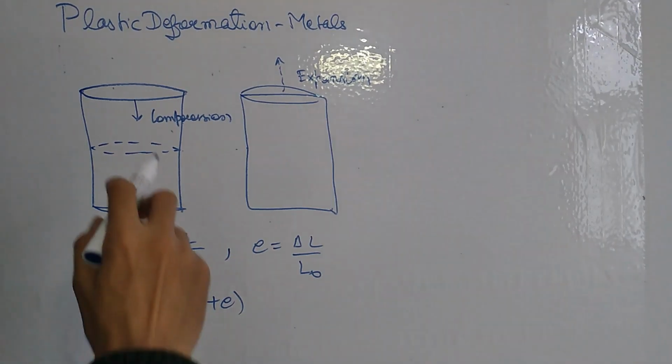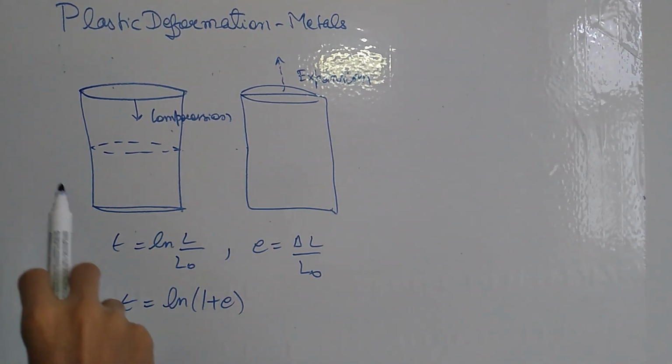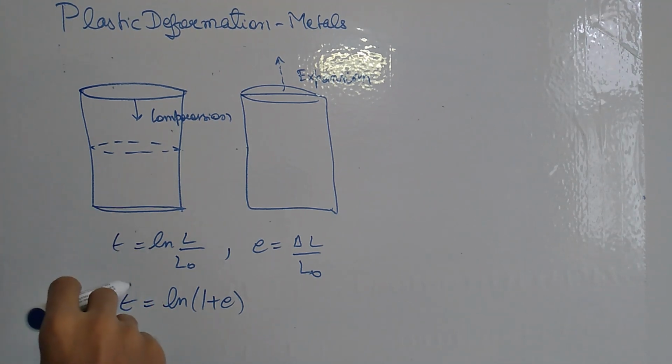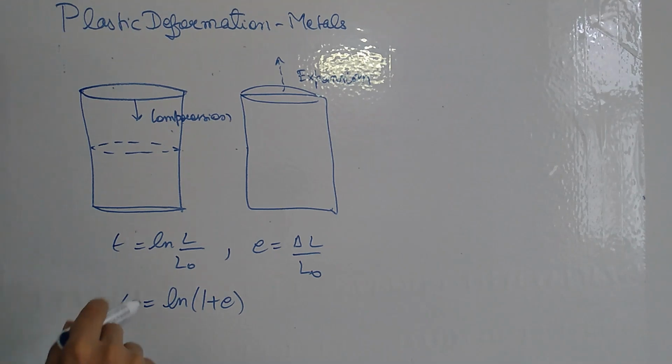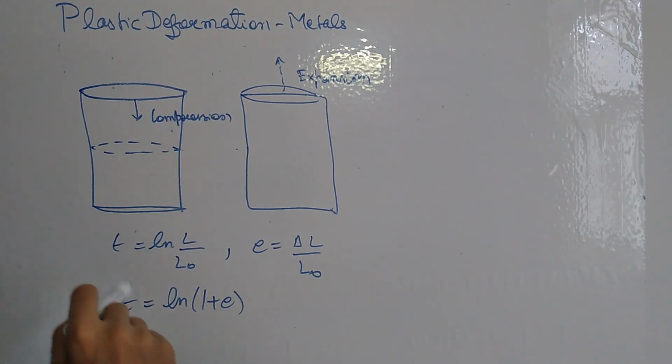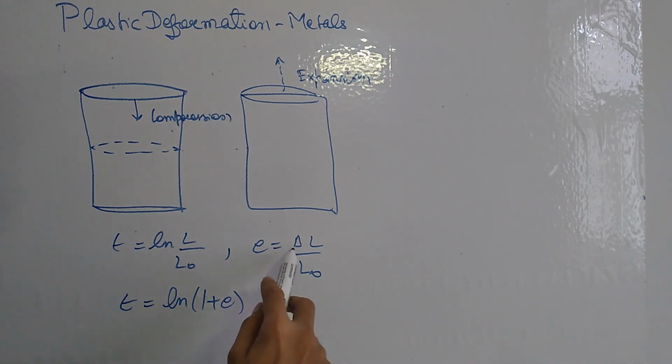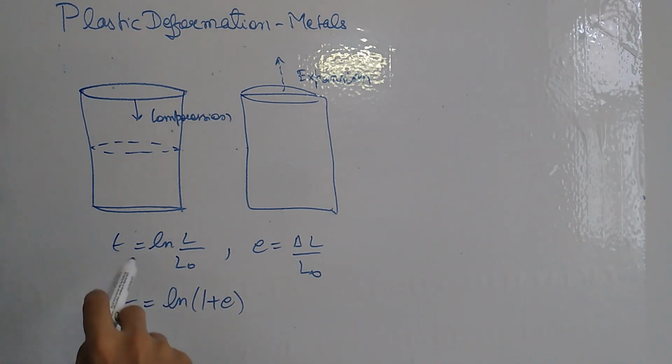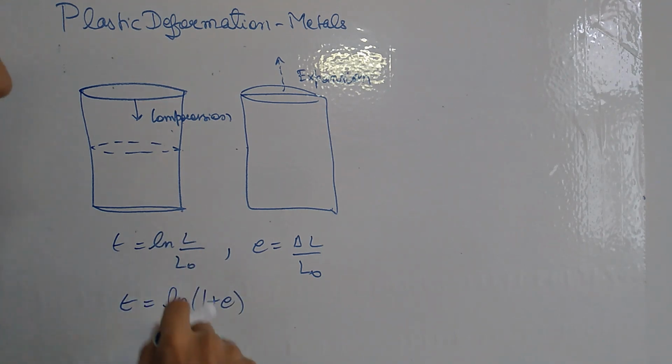So till now we have studied engineering stress and engineering strain. Now we will introduce the concept of true stress and true strain. True strain is defined as the natural log of l by l naught, using the instantaneous length, whereas engineering strain is always dependent on the original length. Why do we consider true strain, and why do we consider engineering strain?